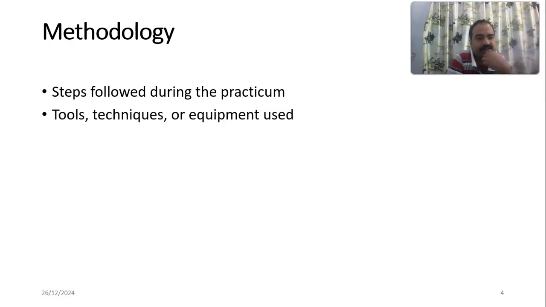If I am doing a simulation project, I'll be mentioning what is a platform which I have chosen and what is a version which I am choosing, and what are the computer requirements which I have chosen for doing that practicum. So like that, you are supposed to mention that.